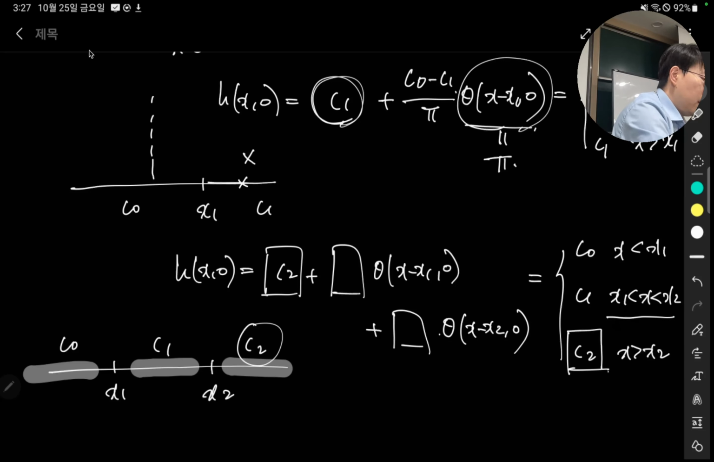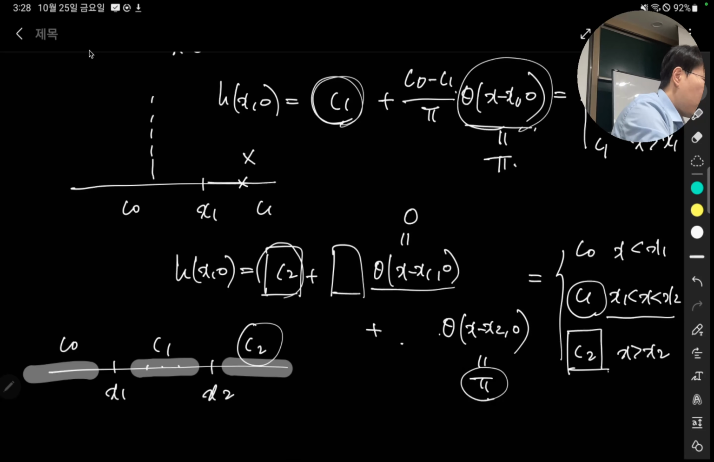Then this one is still 0 because I'm in here. Whatever is on the right-hand side of x1 becomes 0 because the angle is measured from C0 as an origin, so it's 0. But then this part becomes pi, okay? So I want to have C1 after adding C2 with this something multiple of pi. So I need pi and C1 minus C2 right here to make it C1.